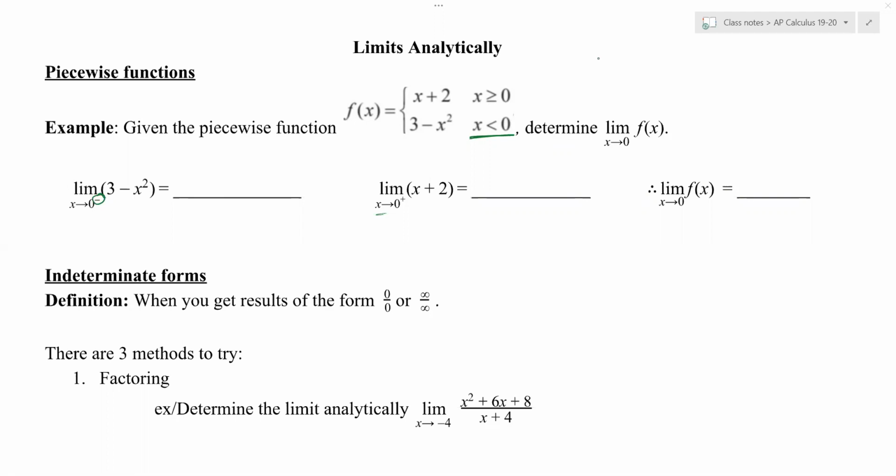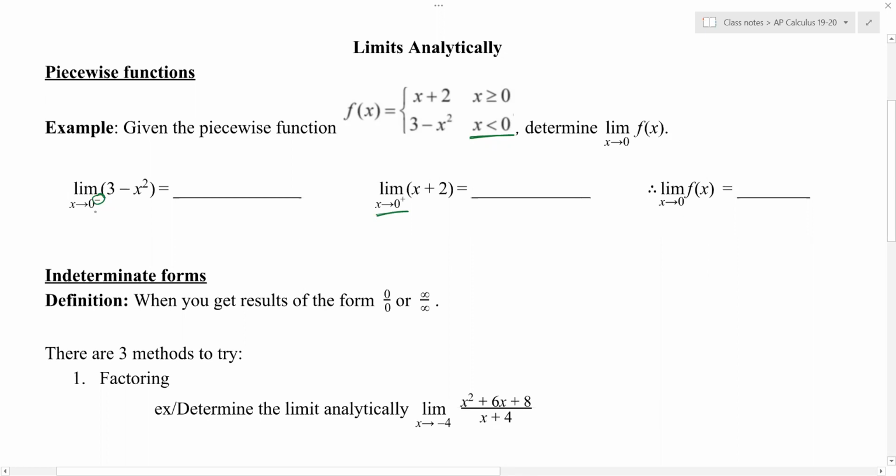Given the piecewise function, f of x equals x plus 2 when x is greater than or equal to 0, and 3 minus x squared when x is less than 0, determine the limit as x approaches 0 of f of x. To do this, we first need to find the limit from the left, then the limit from the right, and see if they're the same.